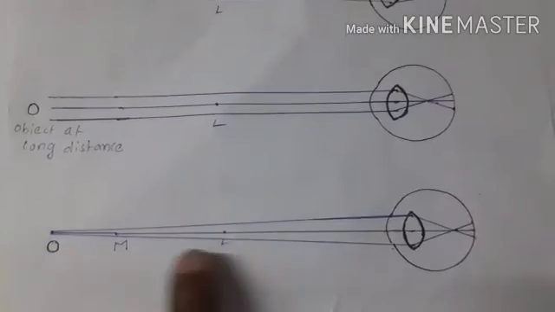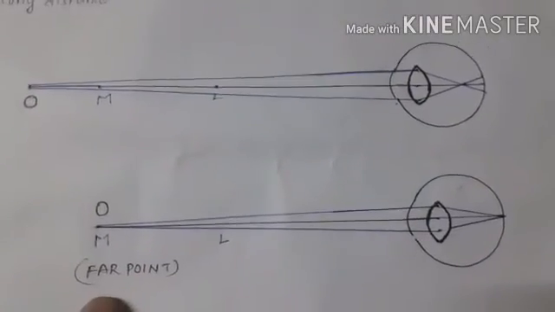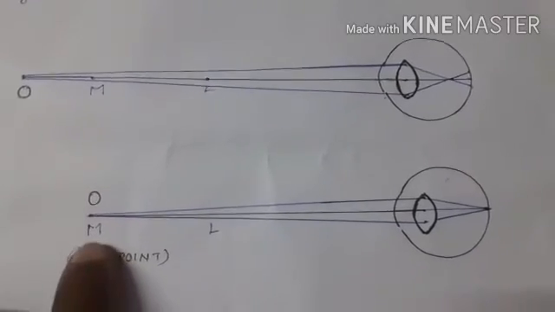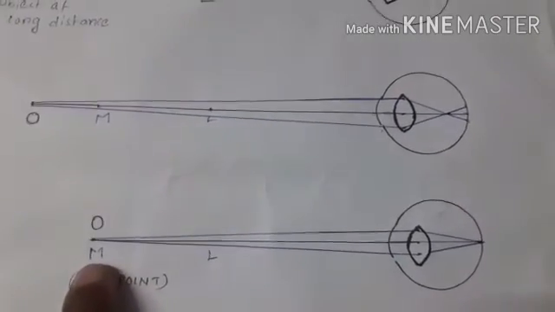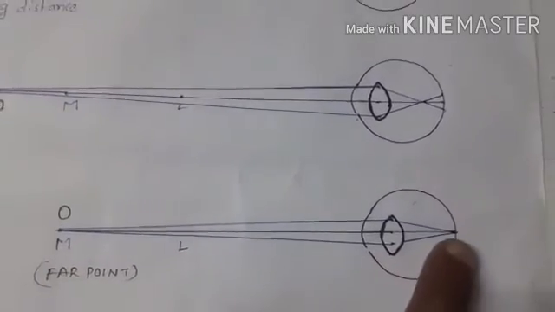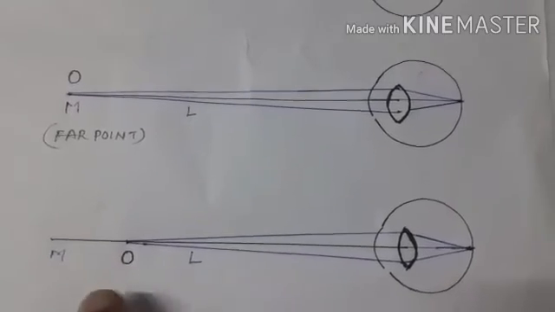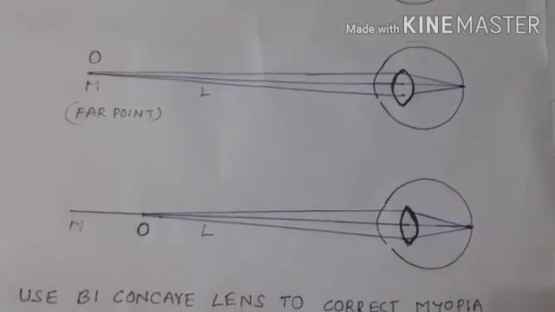Even if the object is here, it can't form an image. To correct myopia, we need to find the far point, which is M. If you keep the object at M, that is the far point, you will get a clear image. You may keep the object between L and M also. You can get a clear image.